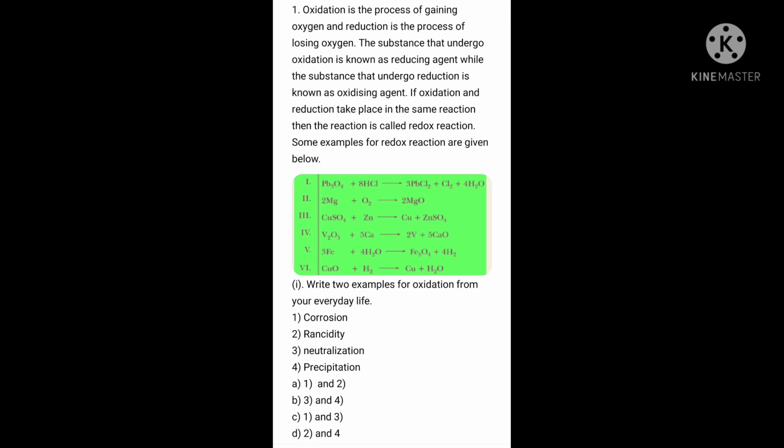Now answer the questions below. First one, write two examples for oxidation from your everyday life. 1, corrosion. 2, rancidity. 3, neutralization. 4, precipitation. Option A 1 and 2, B 3 and 4, C 1 and 3, D 2 and 4. The correct option is option A, 1 and 2.